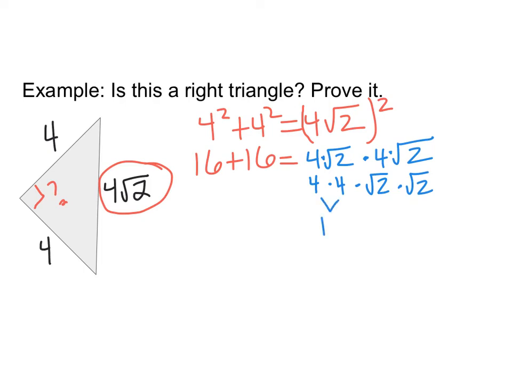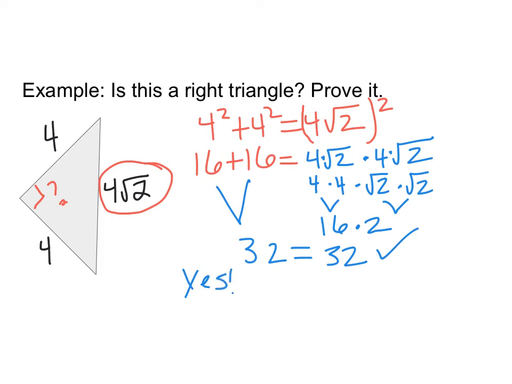Well, 4 times 4 is 16. Root 2 times root 2 is 2. So now I have 16 times 2, which is 32. And 16 plus 16 also equals 32. So in this case, it worked. Yes, this is a right triangle.